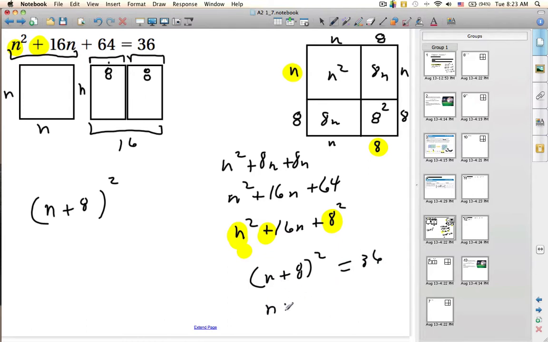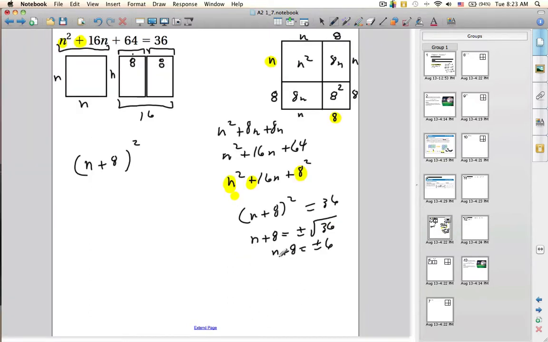either side. n plus 8 will be equal to plus or minus the square root of 36. So n plus 8 will be equal to plus or minus 6. And if I subtract 8 from either side, n will be equal to negative 8 plus or minus 6. So negative 8 plus 6 is negative 2. Negative 8 minus 6 is negative 14. And those are my solutions.